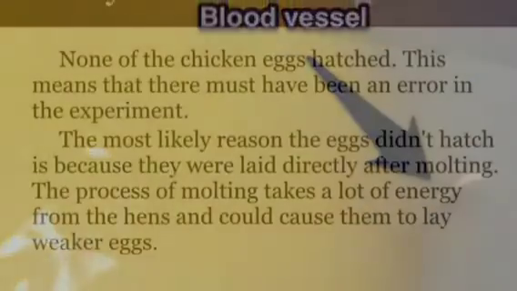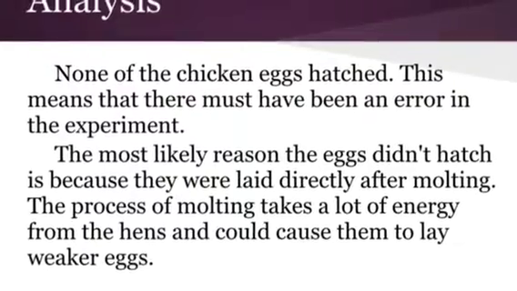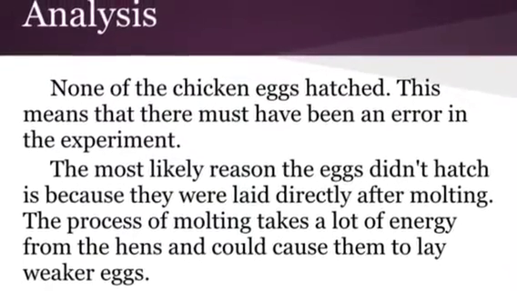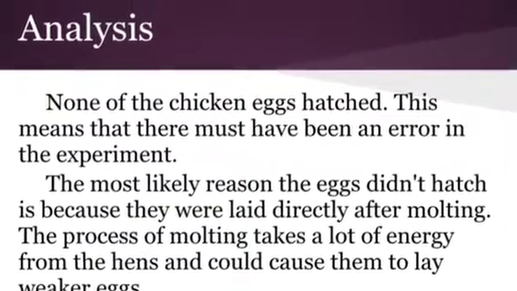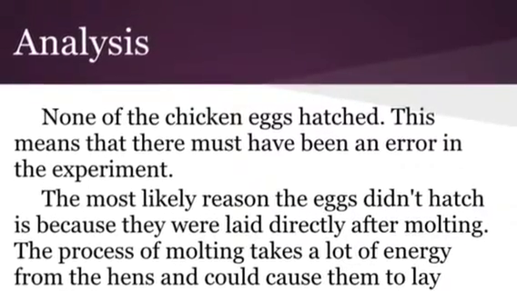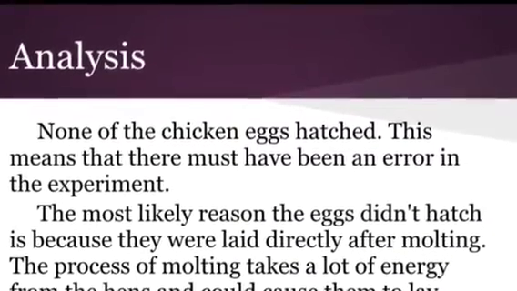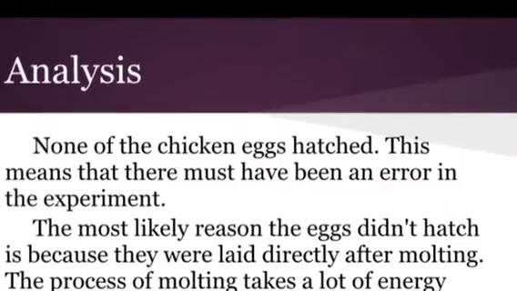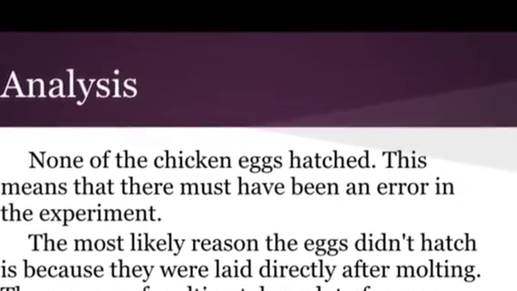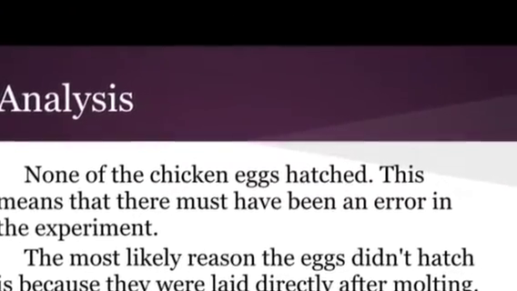After dissecting a non-hatched egg, we found that it was fertilized and had developed blood. Then, we faced the biggest error of the experiment. None of the eggs hatched. The possible explanation is that the eggs were laid directly after molting, which means we took the eggs away from the hens too early.